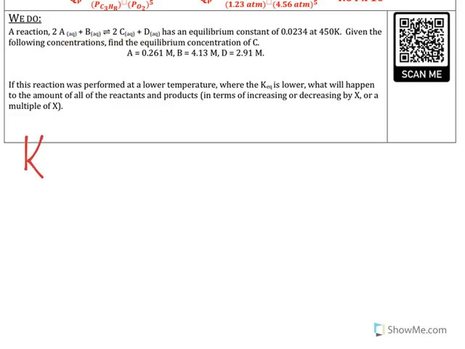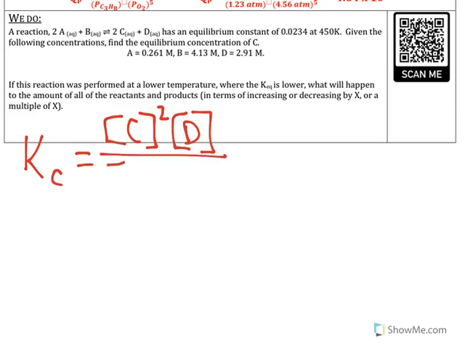I see all of these are aqueous solutions, so this will be Kc. And then we'll just do what we've been doing. The concentration of my product, C, squared because of the coefficient of 2, times the concentration of D, over the concentration of A, squared, times the concentration of B. So this is my equilibrium expression. But this time I'm solving for this guy.